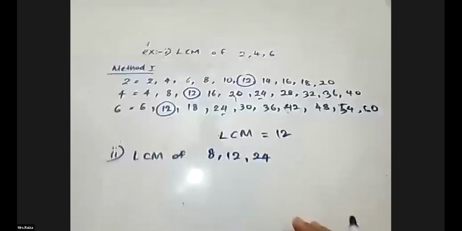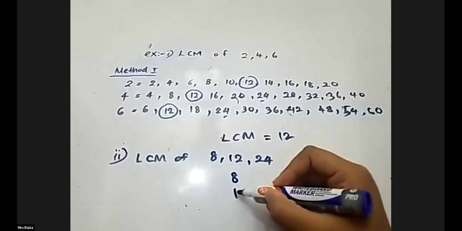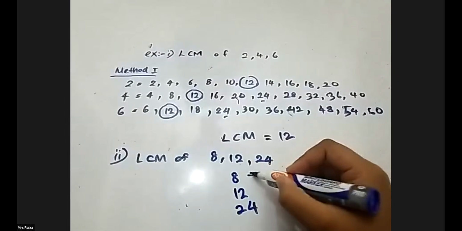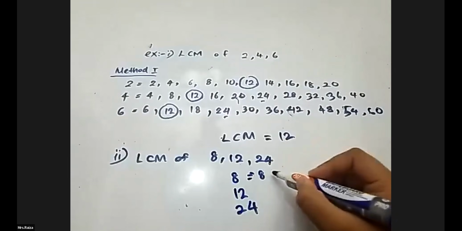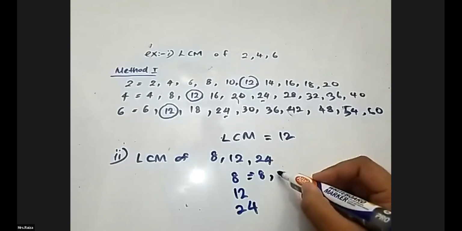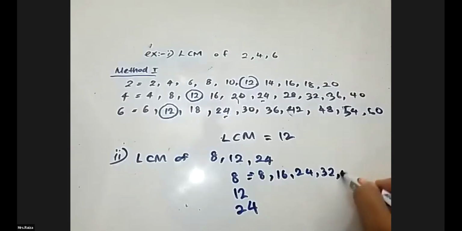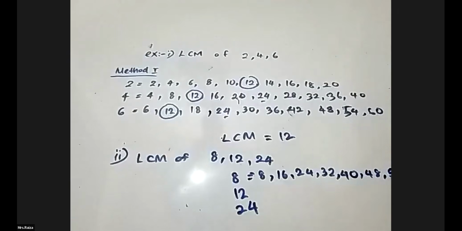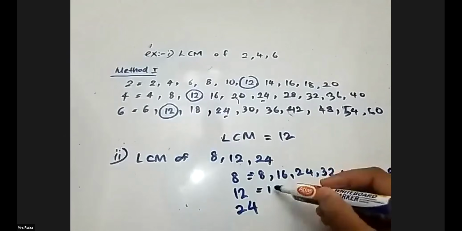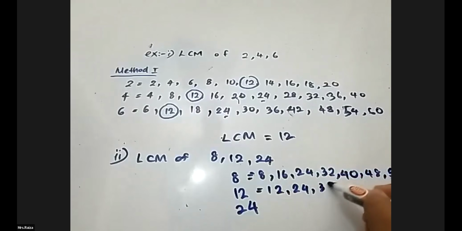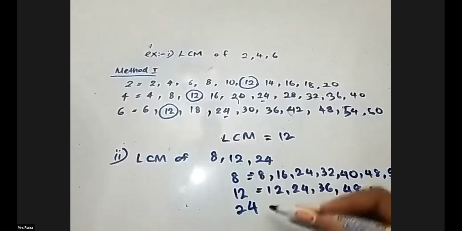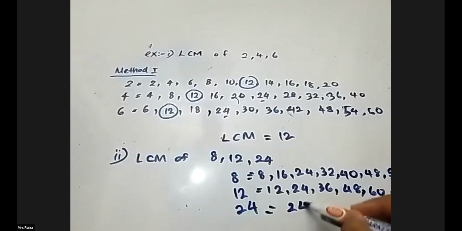Let me come to the point now. How to get the LCM of 8, 12, and 24? Just write down the multiples. What are the multiples of 8? We get 8, 16, 24, 32, 40, then 48, 56, and it goes on like that. Then I can take here 12, 24, 36, 48, 60, then 72. Then for 24, I can take 24, 48, 72, 96.